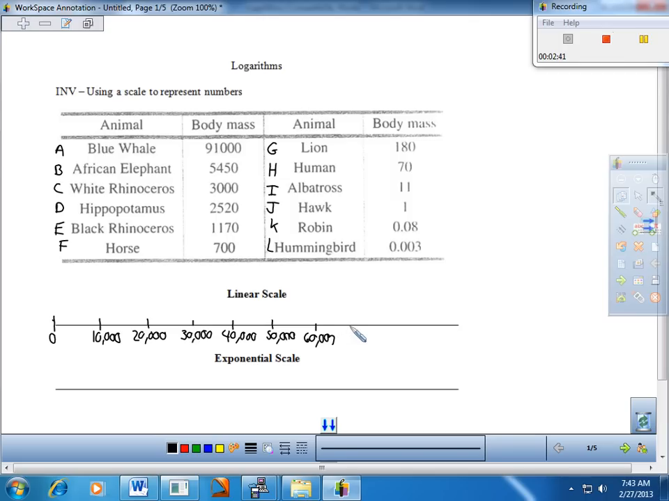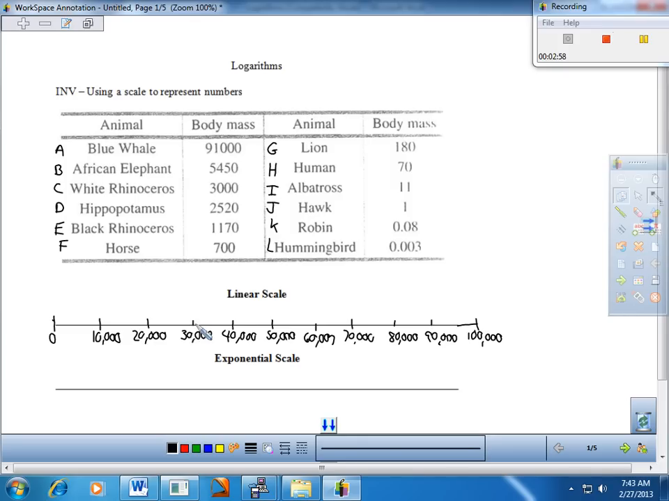Let me make sure I've got everything squared away. I'm at 70, 80, 90, and I'll go a little further out to 100 grand. That's fairly arbitrary. I was just looking at where I started and where I had to get to, and that's decent. You can see my tick marks are basically evenly spaced, which is imperative for a linear scale, and notice I'm going up by the same amount. Okay, no big deal.